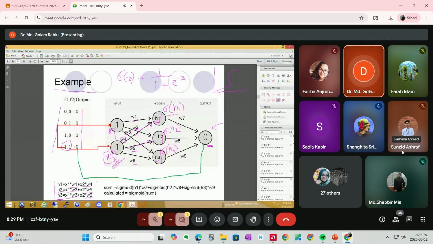After passing through the sigmoid functions, we get the hidden layer results. Then to find the output sum, this is the output sum of the output layer neuron. These hidden layer results will be the input, times W7. So here it is sigmoid of H1 times W7.